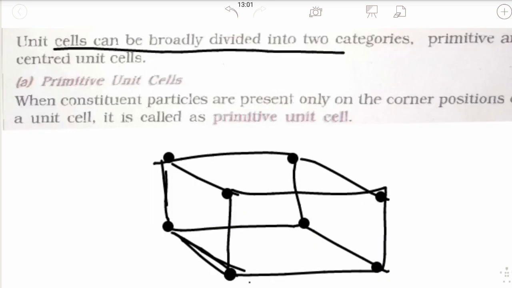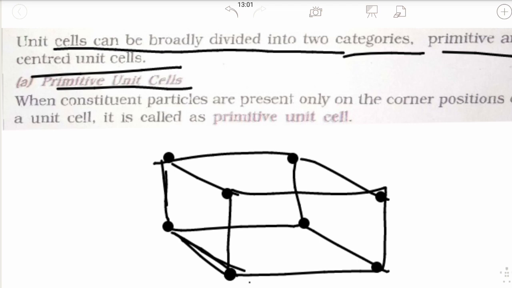Unit cells can be broadly divided into two categories, primitive and centered unit cells. First one is primitive unit cells. What is a primitive unit cell?